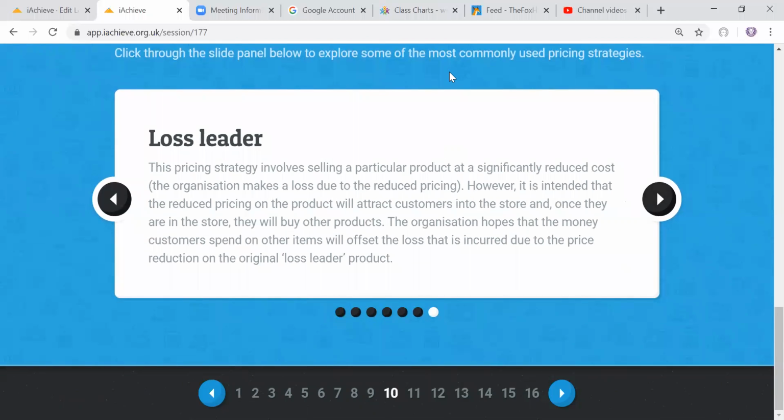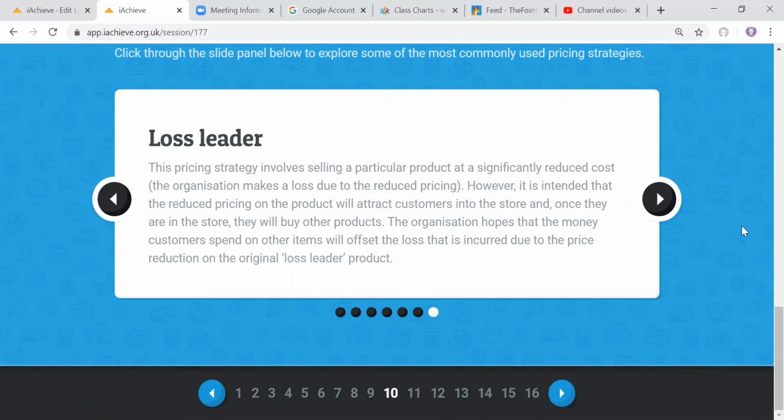And lastly, the loss leader. Now, this pricing strategy involves intentionally not making a profit on a product or service in order to entice customers deep into a relationship with that company where other products and services may be offered.